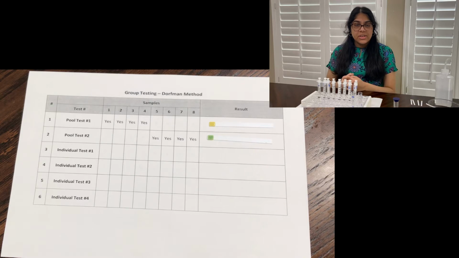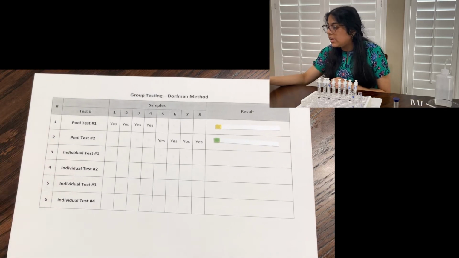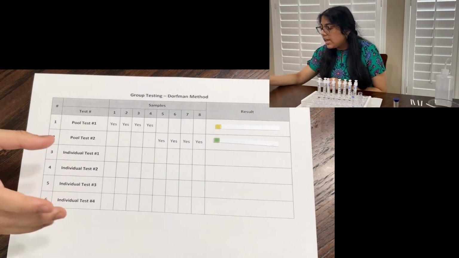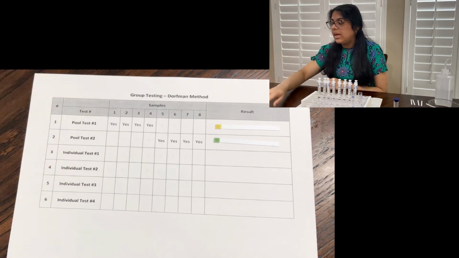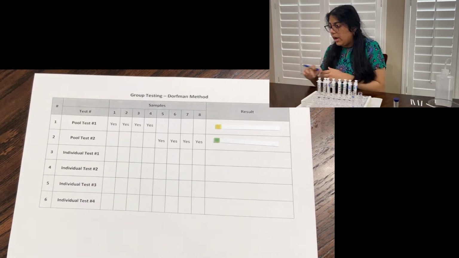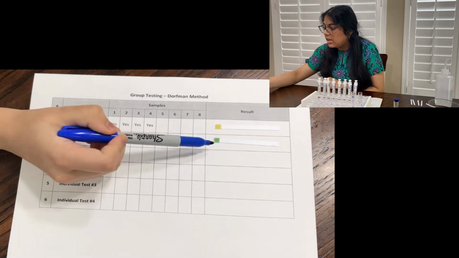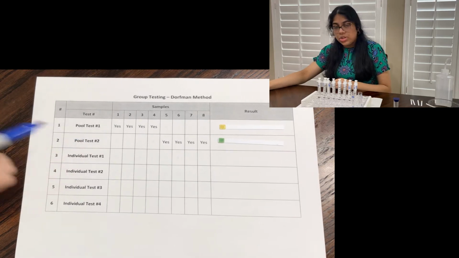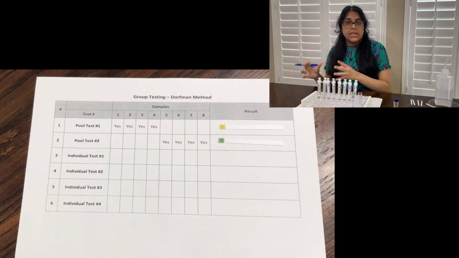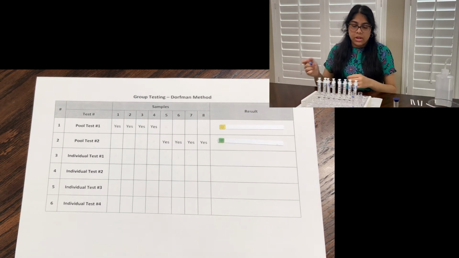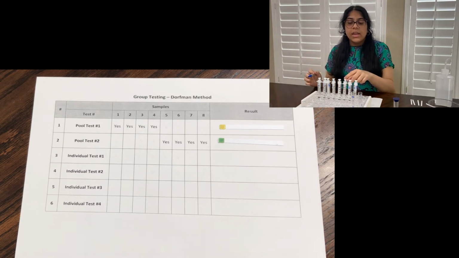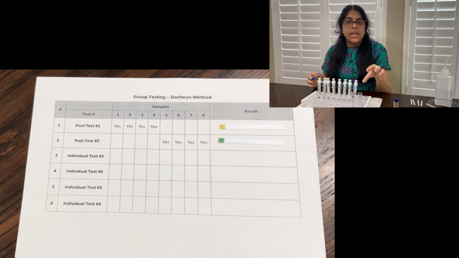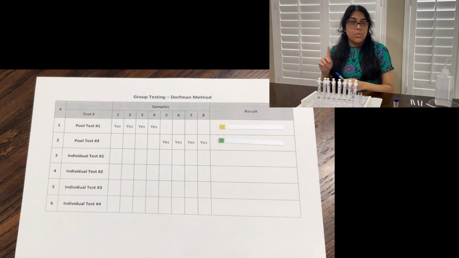okay, so 30 seconds has run out, and as you can see here, the test strip for my first pool test actually remained yellow, while the test strip for my second pool test is actually green. So what this tells us is that we need to take the test pool 2 and we need to progress that to the next step, which is where I need to look at, well, which samples went into this pool, and that was 5, 6, 7, and 8, and I need to individually test 5, 6, 7, and 8 to see which one of these is actually the one infected sample that I selected at the beginning.